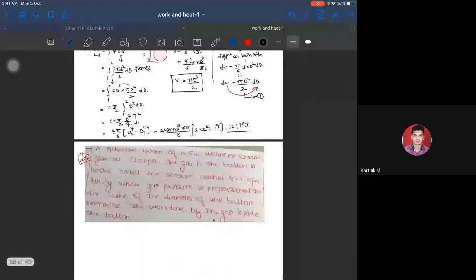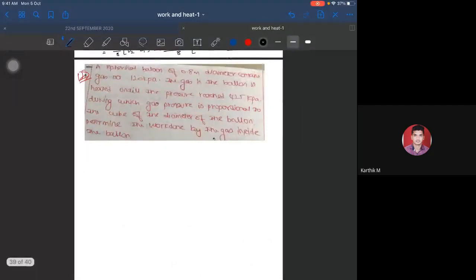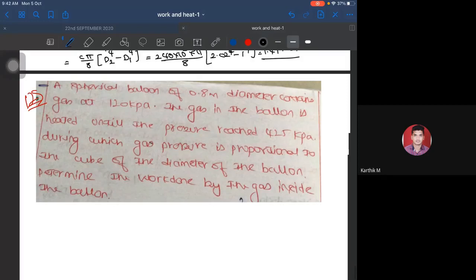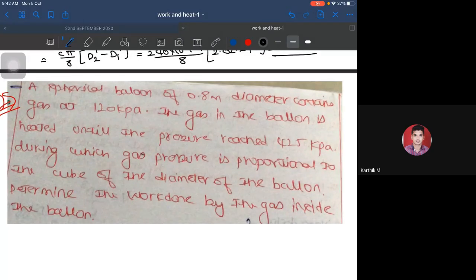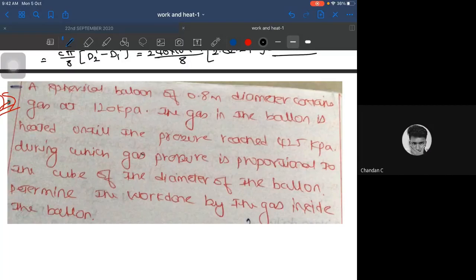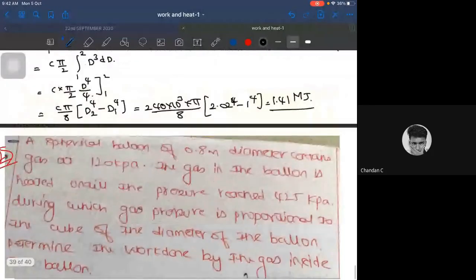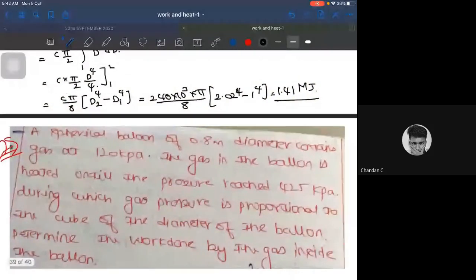Try this problem. Meanwhile, I'll be taking the attendance and I'll be asking the answers simultaneously. If anyone gets the value of the present problem, just give me the values, I'll be noting it down. The previous answer is 1.41 megajoules according to Karthik. I have not verified it. No, sir, I wanted to copy, sir. Okay, fine.